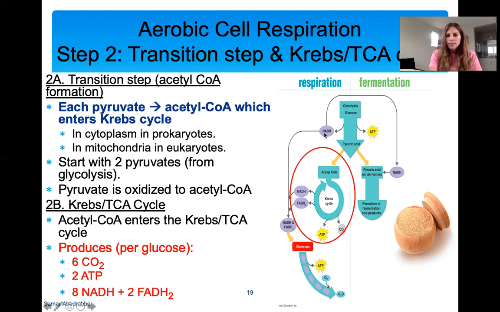So as a reminder, in glycolysis, we produce 2 ATP and NADH and pyruvate. In the transition step and Krebs cycle, we produce 2 ATP total, 6 CO2, and 8 NADH and 2 FADH2. Now, glycolysis produced 2 ATP, the Krebs cycle produced 2 ATP, but we still have 34 ATP to produce because glycolysis, Krebs cycle, and electron transport chain produce 38 ATP total.